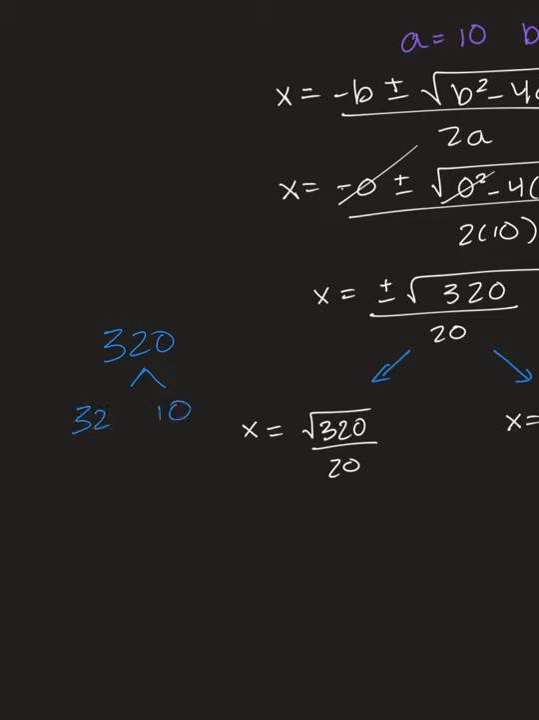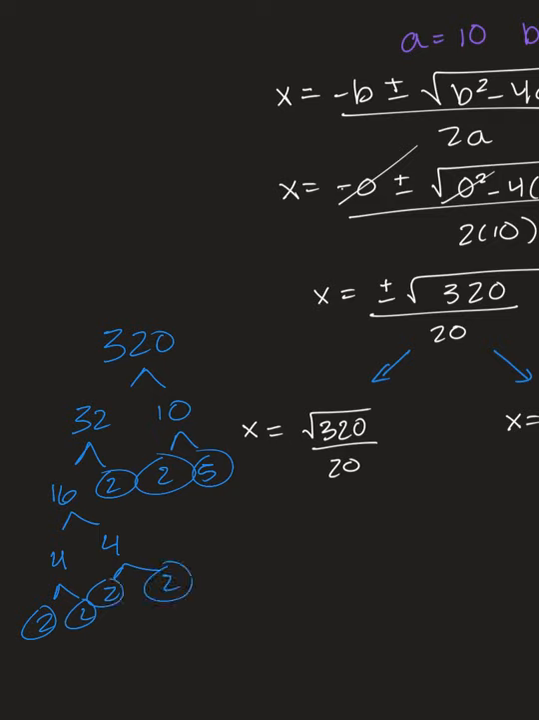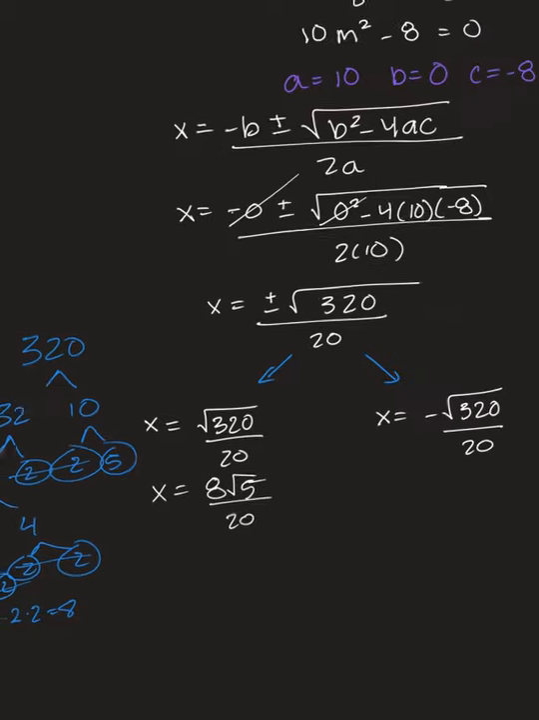32 and 10, 2 and 5, 16 and 2, 4 and 4, and then 2 and 2 for each of those. So we see that we have 1, 2, 3 pairs of 2's, and if we multiply them all together, 2 times 2 times 2, that gives us 8. So each of these square root of 320's are going to simplify to 8 square root of 5, and it's still over 20.